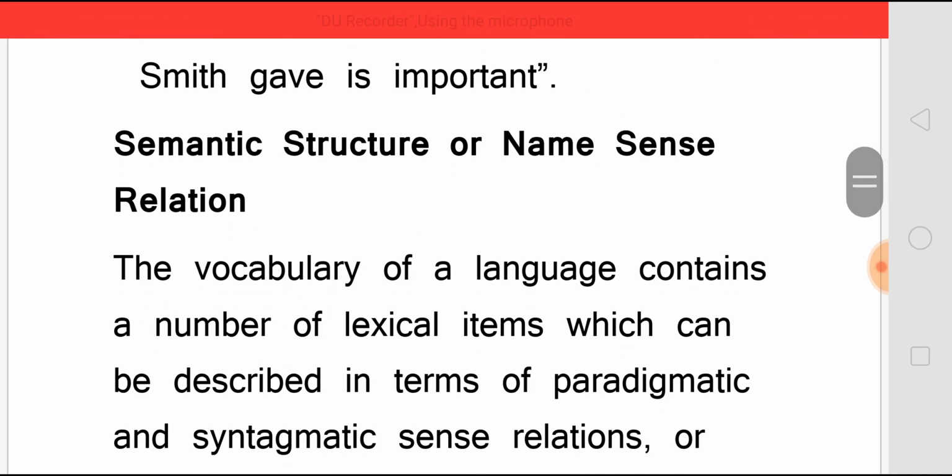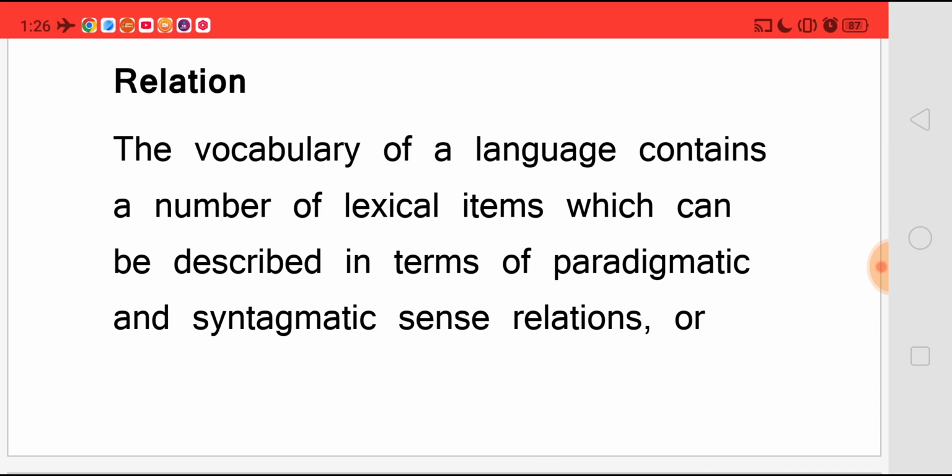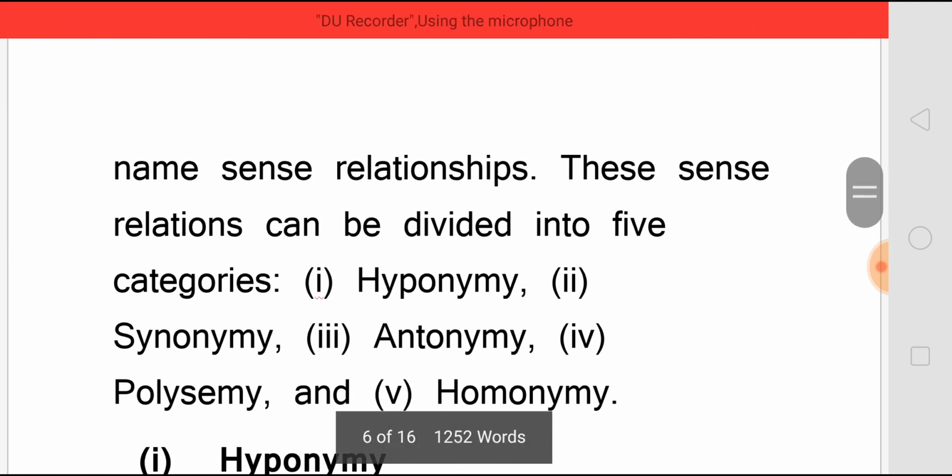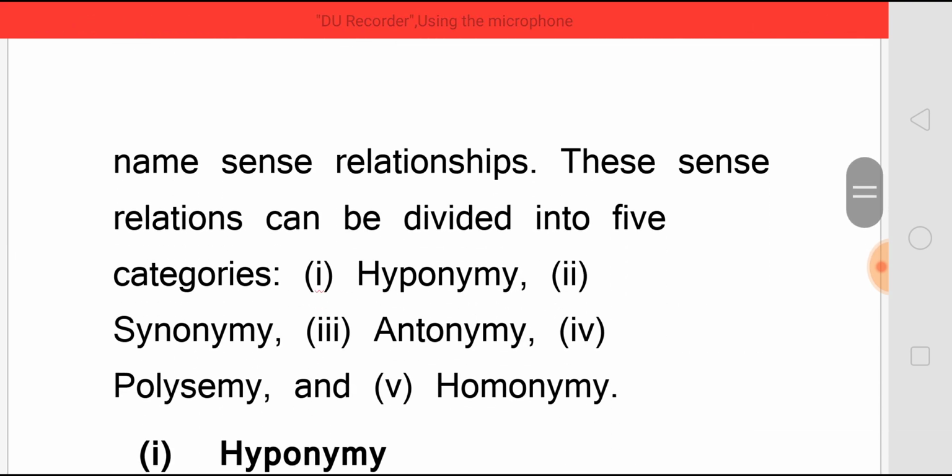And then we have the semantic structure or name-sense relationship. The vocabulary of a language contains a number of lexical items which can be described in terms of paradigmatic and syntagmatic sense relations or name-sense relations. And these senses can be divided into 5 categories: hyponymy, synonymy, antonymy, polysemy, and homonymy.